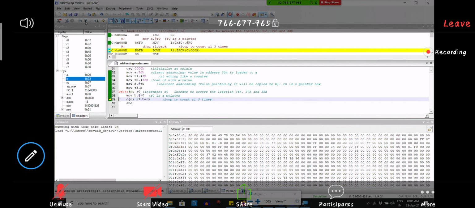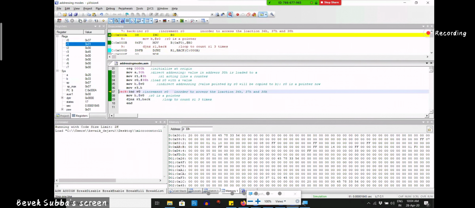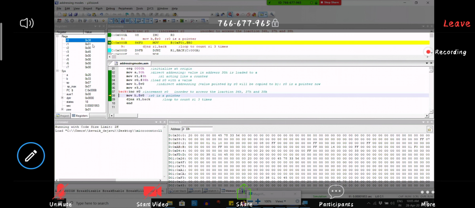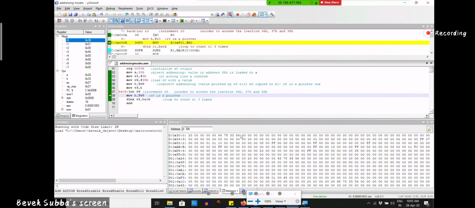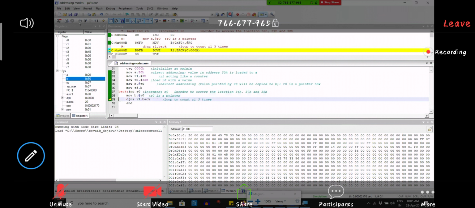Again, the R1 value will be 1. 1 is not 0, so go back. Increment R0, 38. At the 38 location you will see the value is 56. This is 35, 36, 37, 38. So the B value will change from 33 to 56. And the R1 value will be 0.